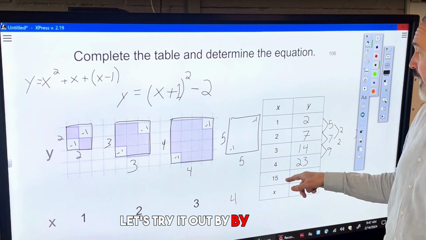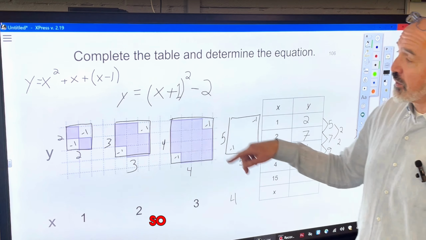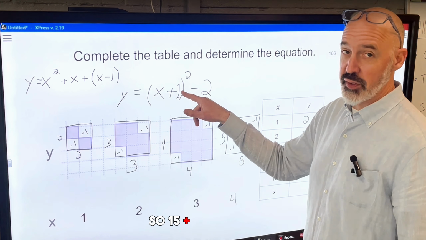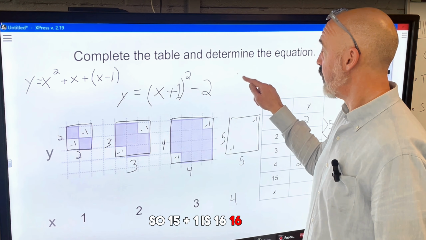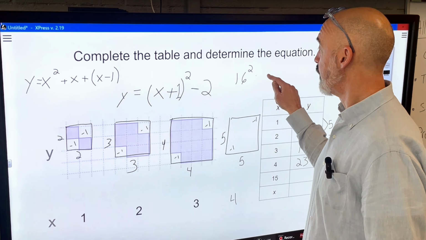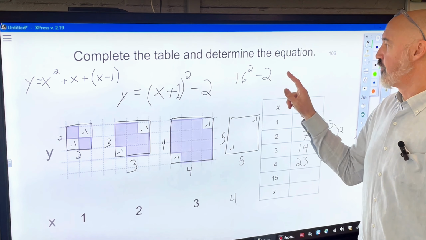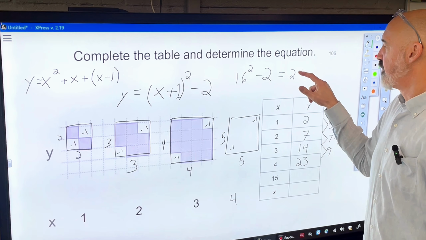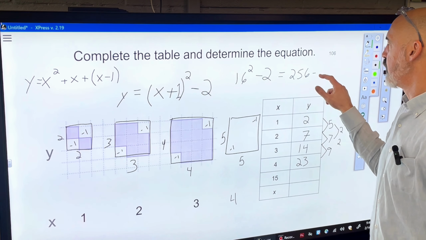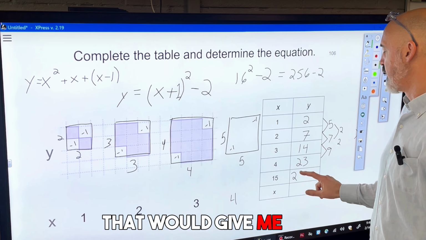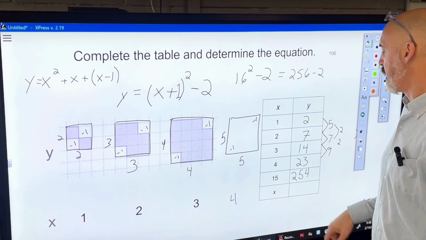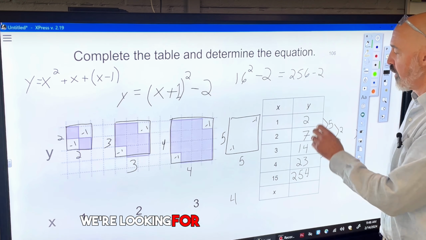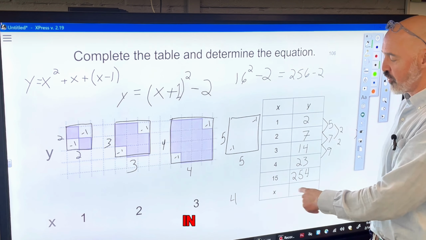Let's try it out by putting in 15. So let's start with here. So 15 plus 1 is 16. 16 squared minus 2. So 16 squared is 256 minus 2. That would give me 254.